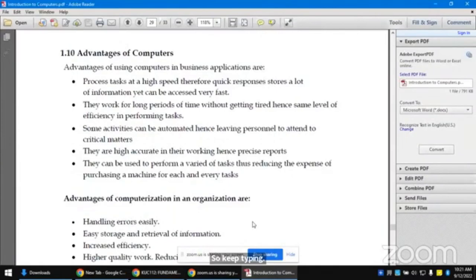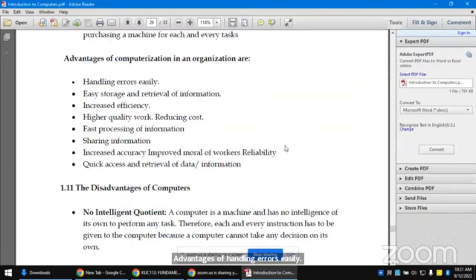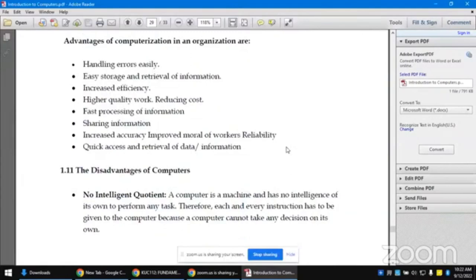So as you keep typing, of course, the advantages of computerization in any organization are handling errors easily, easy storage and retrieval of information, increased efficiency, high quality of work, reducing costs, faster processing of information, sharing of information, increased accuracy, improved morale of workers, reliability, quick access and retrieval of information.